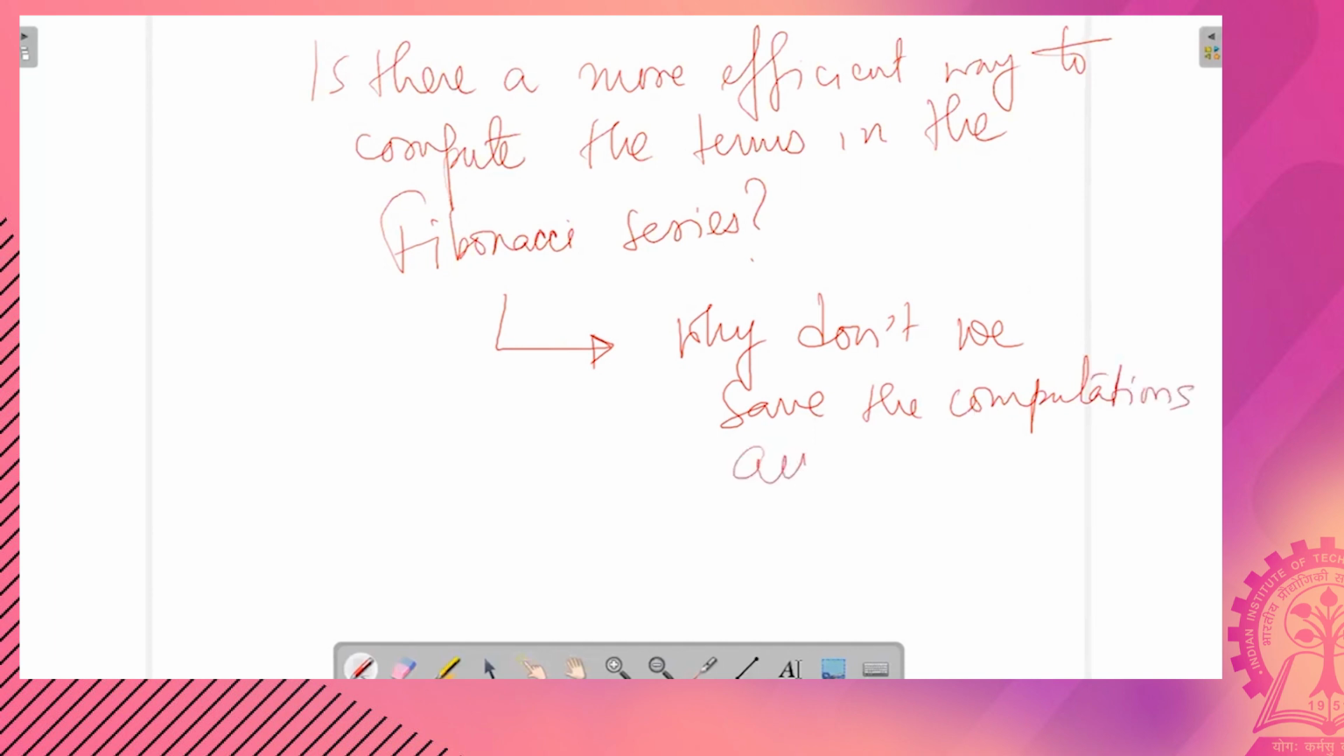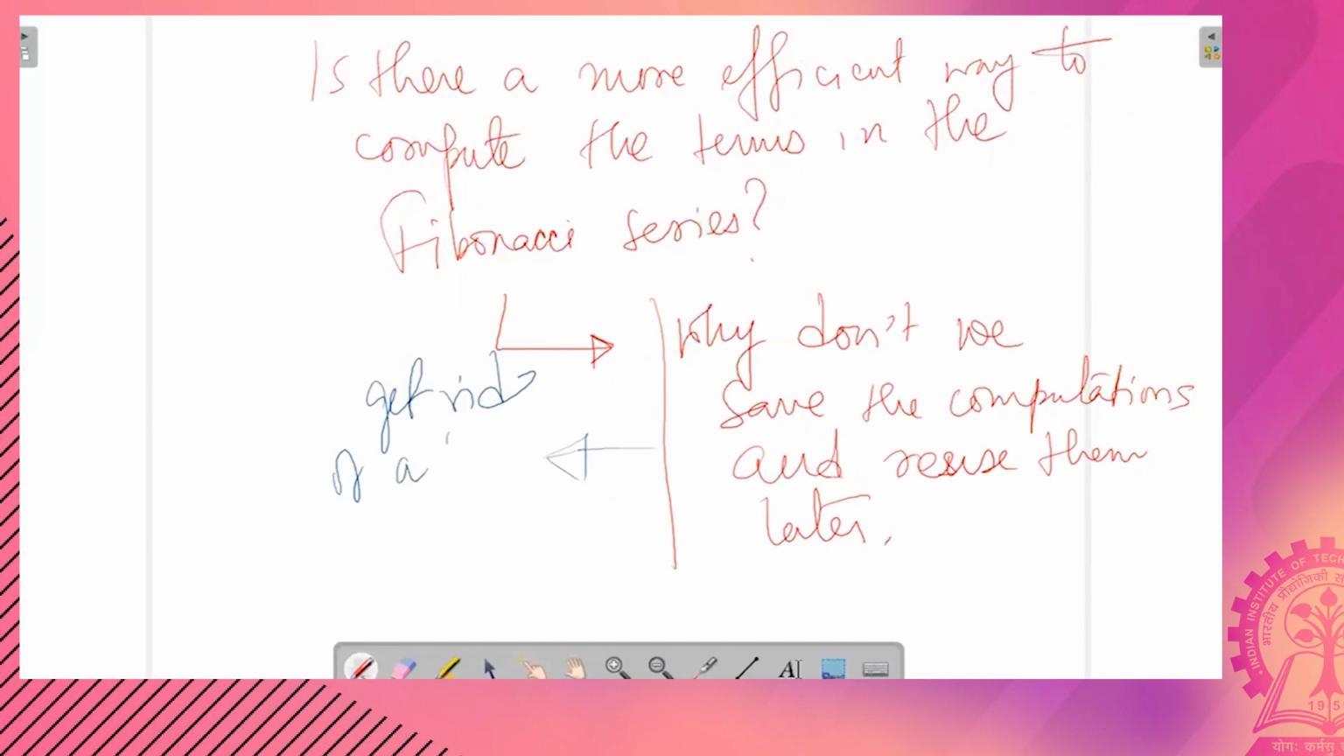Save the computations and reuse them later. This would actually help us reduce the number of comparisons. Let's see how to do it. This will help us get rid of a large number of recomputations.